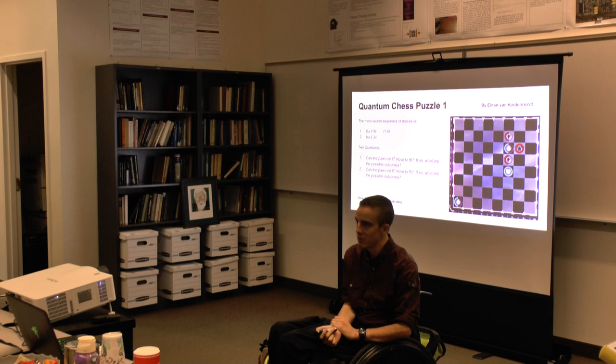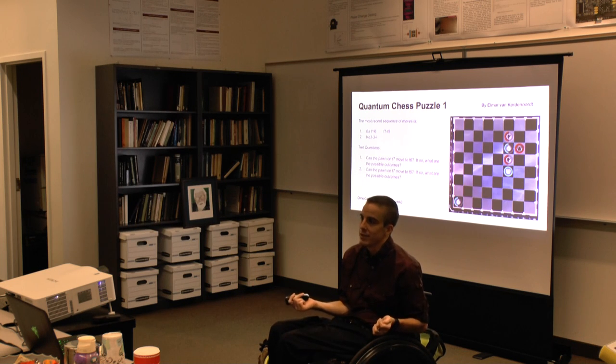So you have to consider the two different subspaces. In one of the subspaces, the pawn has already moved to f7. In the other subspace, the bishop is in the way. So it's not a legal move, so it's not going to allow the player to try to do that.